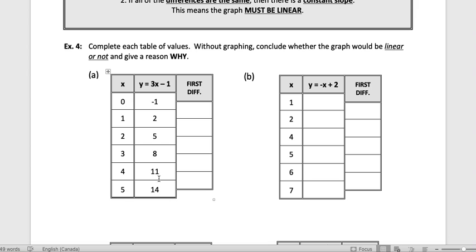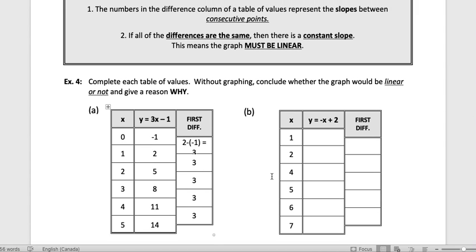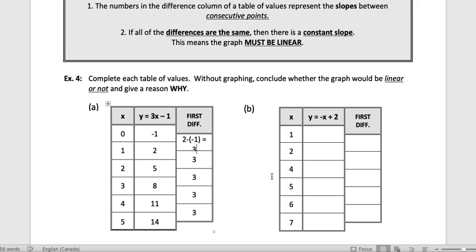So to calculate the first differences, we take the bottom number, so 14 minus 11 gives us 3. Then 11 minus 8 gives us 3. 8 minus 5 gives us 3. 5 minus 2 is 3. 2 minus negative 1 gives us 3. So this is linear. All of our first differences are the same. It is a constant slope. Therefore, the relationship must be linear.